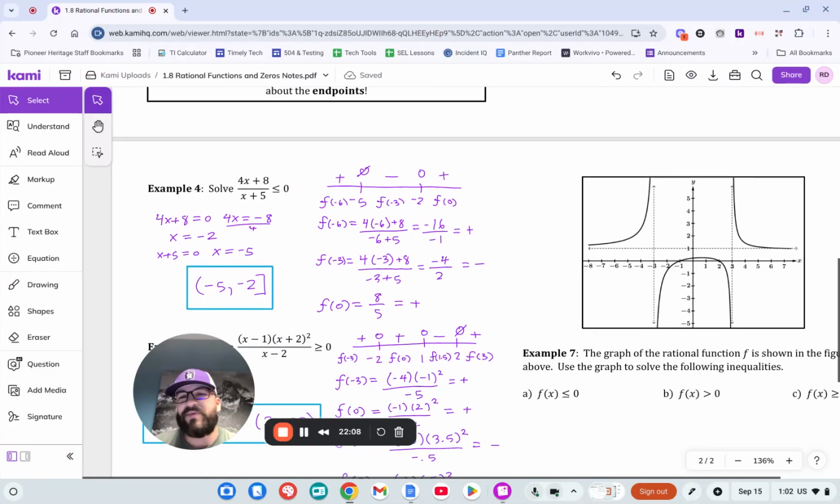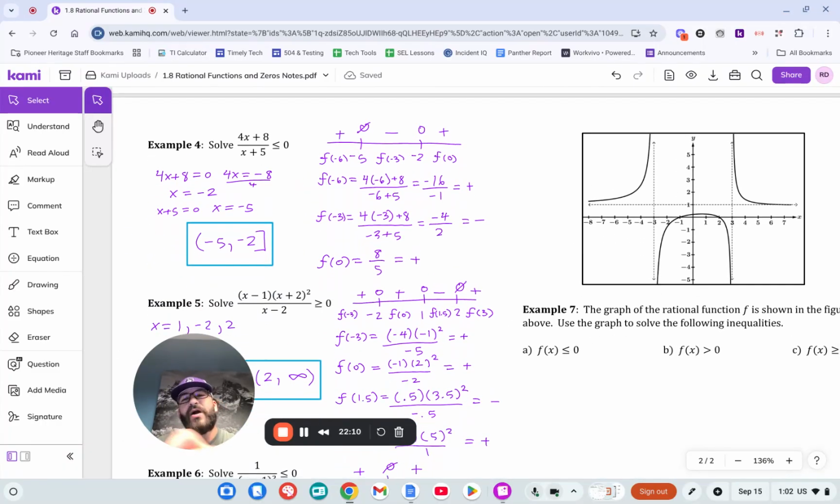Then on example 4, this one's a little wonky with that 4x plus 8, but still fairly simple to solve. We get x equals negative 2 and x equals negative 5. Negative 5 comes from the denominator, so we want to make sure we note it as undefined, and negative 2 is our 0.